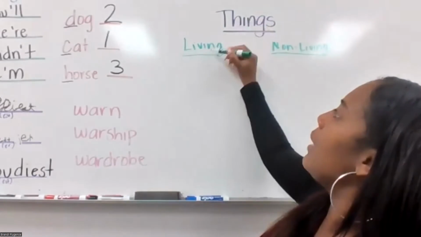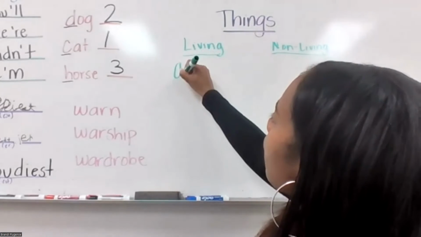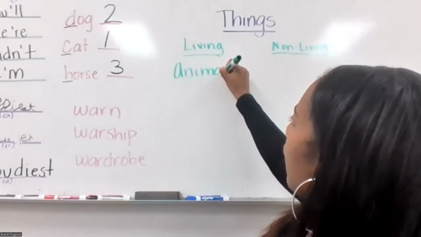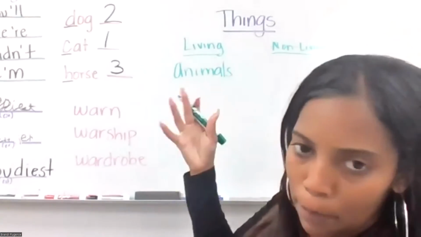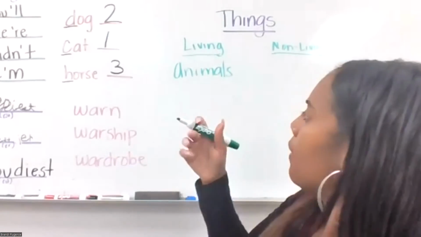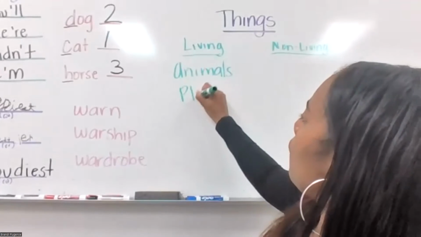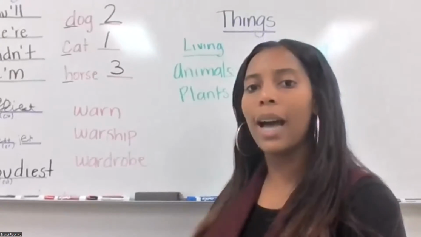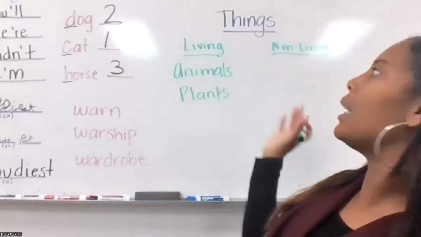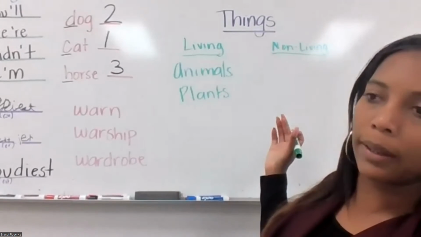So whenever I say living things, I mean animals, like a cat, dog, horse, tiger, leopard, a donkey, anything like that, and plants, flowers, fruits, vegetables. All of these are living things. They are alive. Then we have non-living things, which are basically everything else.